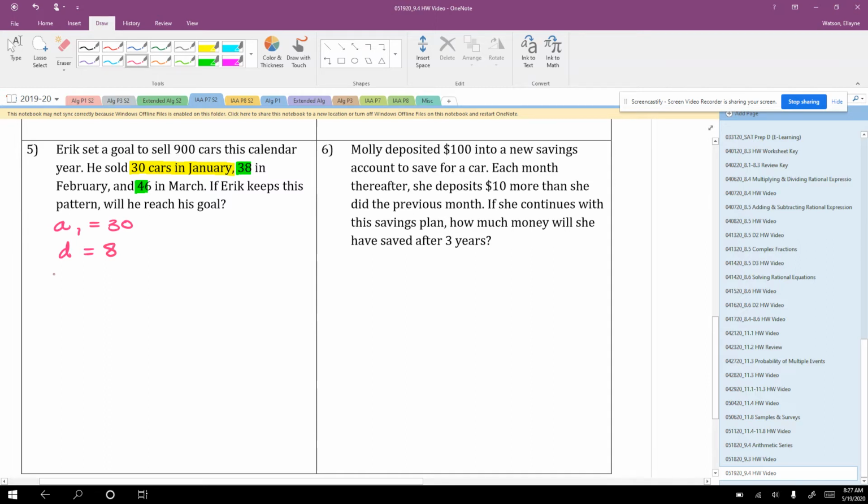And then the last part is n. How many months are we adding up? Calendar year, so it's going to be 12. And we get that from calendar year right there.